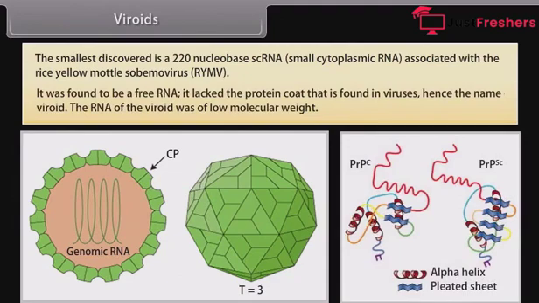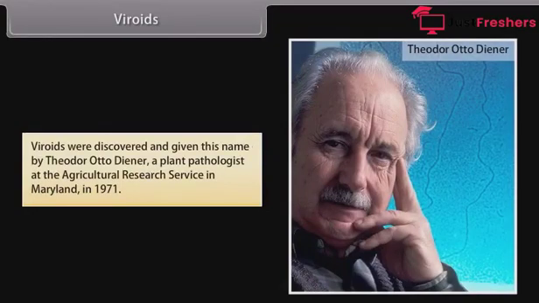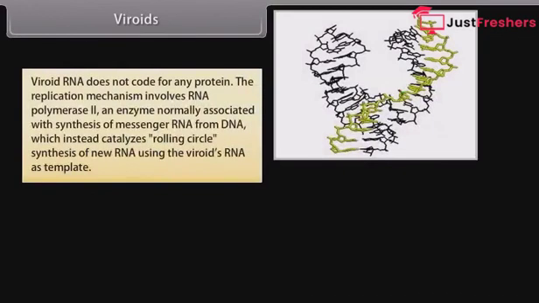It lacked the protein coat that is found in viruses, hence the name viroid. The RNA of the viroid was of low molecular weight. Viroids were discovered and given this name by Theodor Otto Diener, a plant pathologist at the Agricultural Research Service in Maryland in 1971. Viroid RNA does not code for any protein.